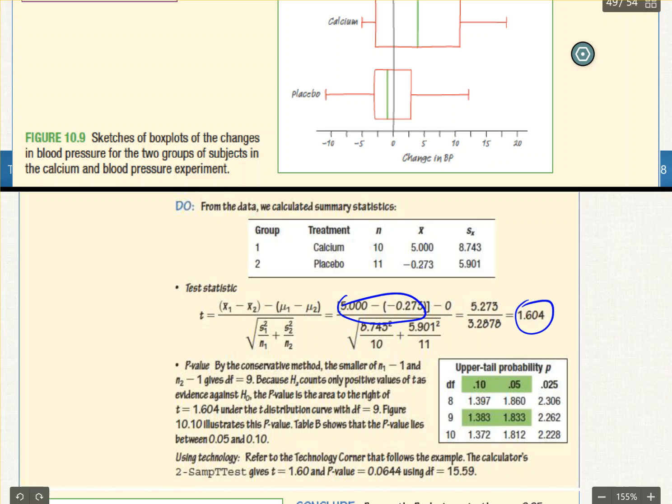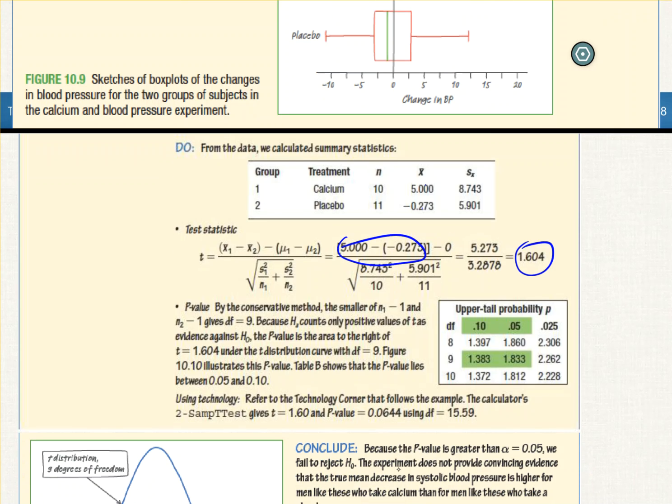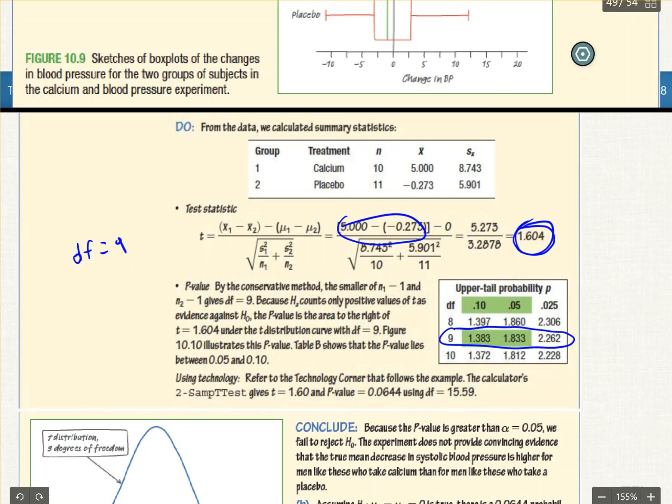All right, so again, we're going to pick the smaller of the two, and one was 11 and one was 10, so 10 minus 1 gives me 9. So we're going to look at where df equals 9, and we're going to try and find out where the value 1.604 would appear in our data using this column here. So it looks like it's between 0.10 and 0.05, and we can figure out what it is exactly, but it's definitely bigger than 0.05, right?